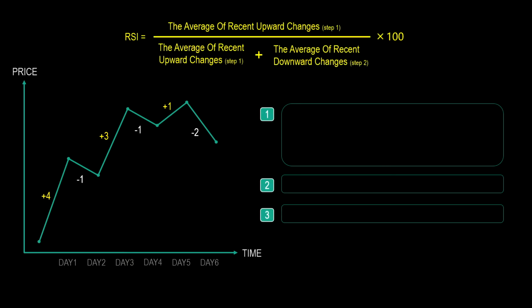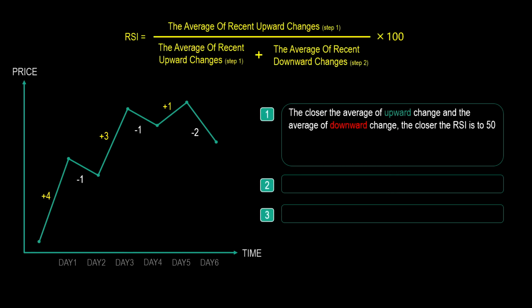After reading the formula for RSI, we will know: 1. The closer the average of upward change and the average of downward change during the calculation period, the closer the RSI is to 50. If the increase is greater than the decrease, the RSI will be greater than 50. The greater the increase, the higher the RSI. Conversely, if the decline is greater than the rise, the RSI will be less than 50. The greater the decline, the lower the RSI.